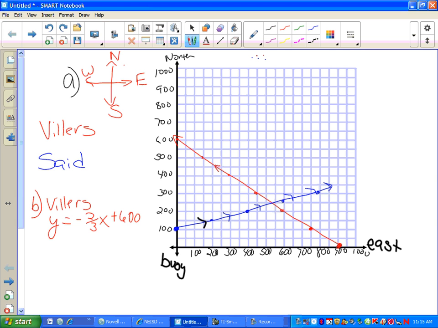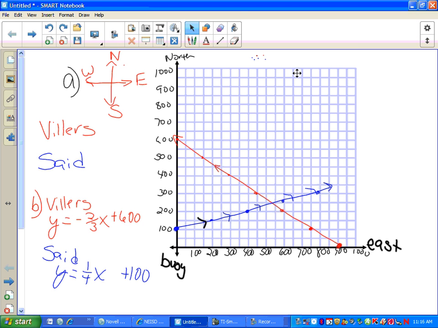Okay, let's go with Said. Y equals, okay, his y-intercept is easy. It's plus 100, and the slope was up 1 over 4, so 1/4 x plus 100. Okay, easy enough. That's part B. Let's move on to part C. Did the 2 sailboats pass through the same location? Yes or no? Yes, they did. And it says, if so, what is the location?